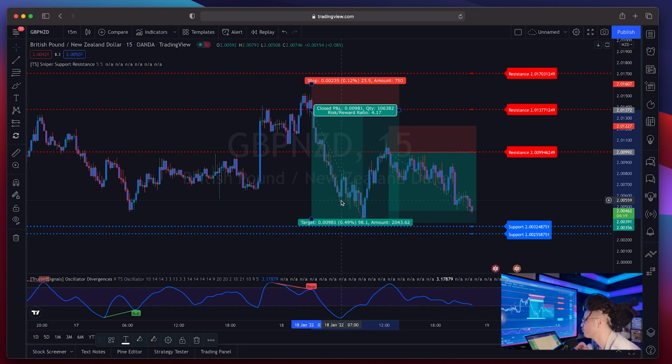The sniper support and resistance, another one of our great tools. I hope this was really easy to understand.